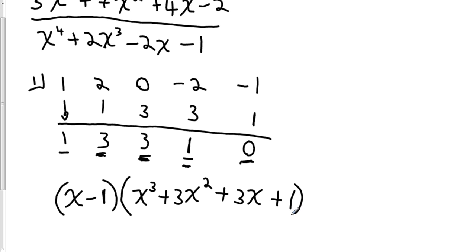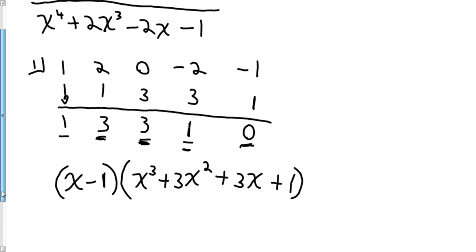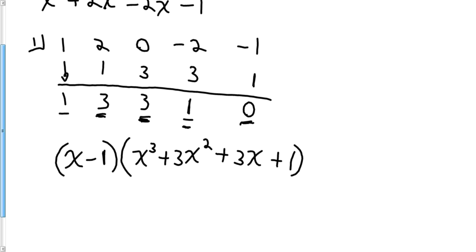So here I have the factorization of x to the fourth plus 2x cubed minus 2x minus 1 as x minus 1 times this cubic polynomial. What I need to do is continue factoring to make sure that this cubic polynomial is prime. It's actually not prime, it's cubic, so I should be able to get at least one more factor with rational coefficients. So let's continue. The next thing you would try to do is see if 1 were a repeated factor.